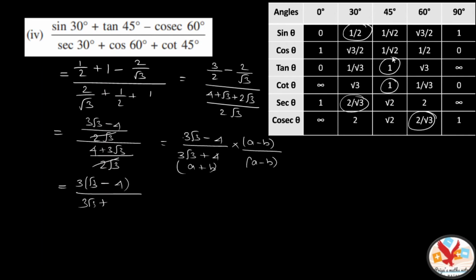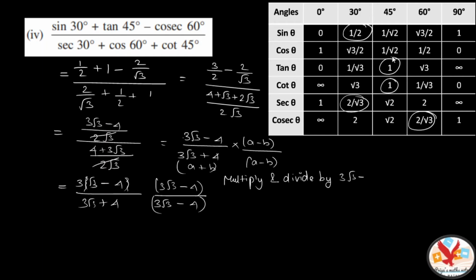Now multiply and divide by 3 root 3 minus 4, which implies 3 root 3 minus 4 by 3 root 3 plus 4 into 3 root 3 minus 4 by 3 root 3 minus 4. Okay, now what is the denominator form? A plus b into a minus b. What is a plus b into a minus b? Which is nothing but a square minus b square.